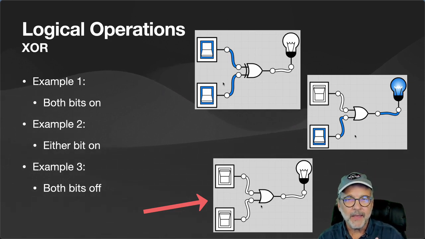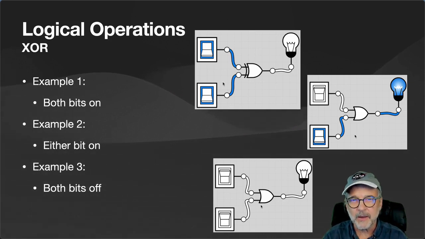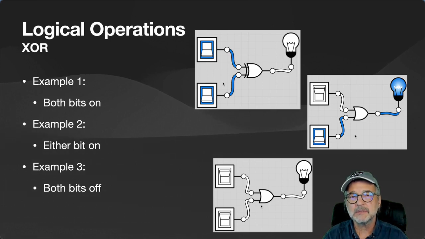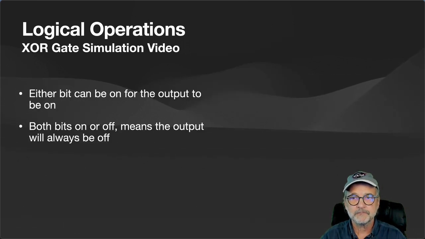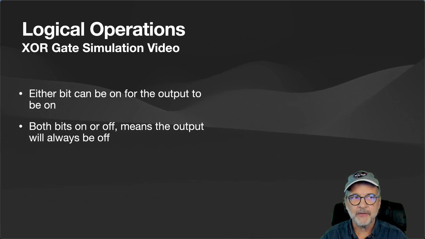Now, exclusive OR gates, it's kind of weird. Why would you have that? Well, an exclusive OR operation lends itself directly to binary addition. So let's take a look at a demonstration of how this works.